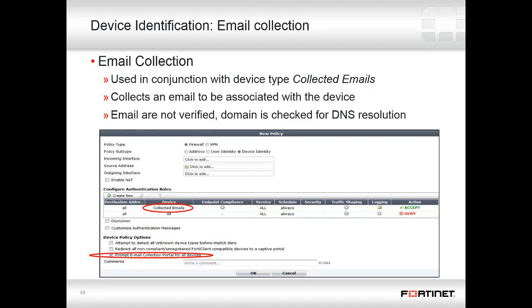Here's an example of email collection being configured as a device option. In the first rule, any device that has an email that has been collected for it is allowed through. The second rule denies all devices. Down at the bottom, the option is enabled in order to make sure that the user of a device is presented with a web page to have them enter an email address. Those emails are not validated to make sure that they exist. By default, only the domain name is checked to make sure it is properly resolved.